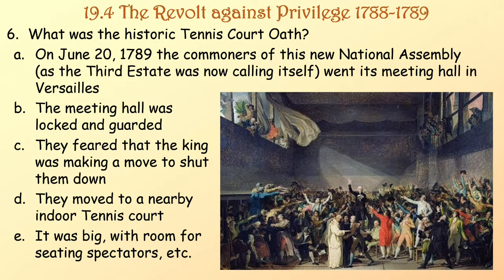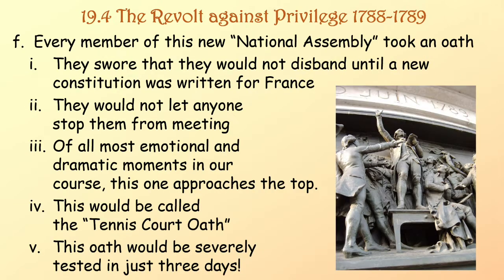So what was this historic tennis court oath that you're always hearing about? Well, on June the 20th, 1789, the commoners of this new National Assembly, as the Third Estate was now calling itself, went to its meeting hall in Versailles. And the meeting hall was locked and guarded. And they feared that the king was making some kind of a move to shut them down, and so they moved over to a nearby indoor tennis court. And this indoor tennis court was big. It had room for seating spectators, etc.